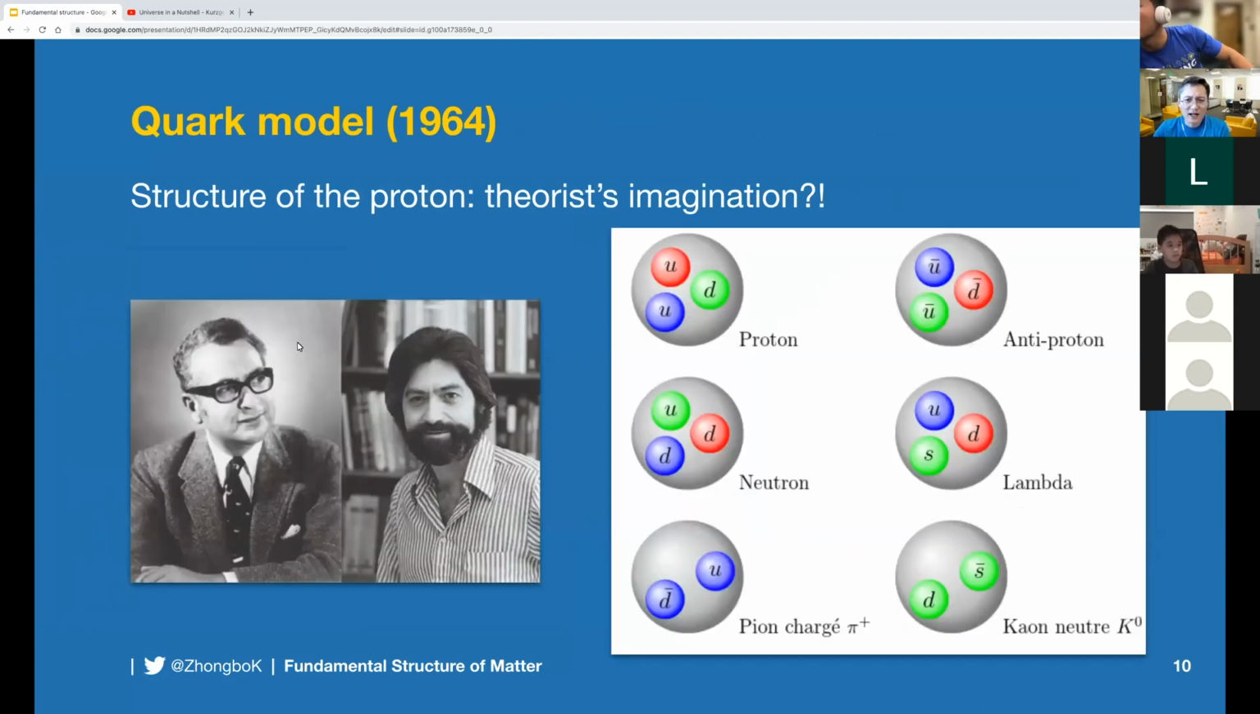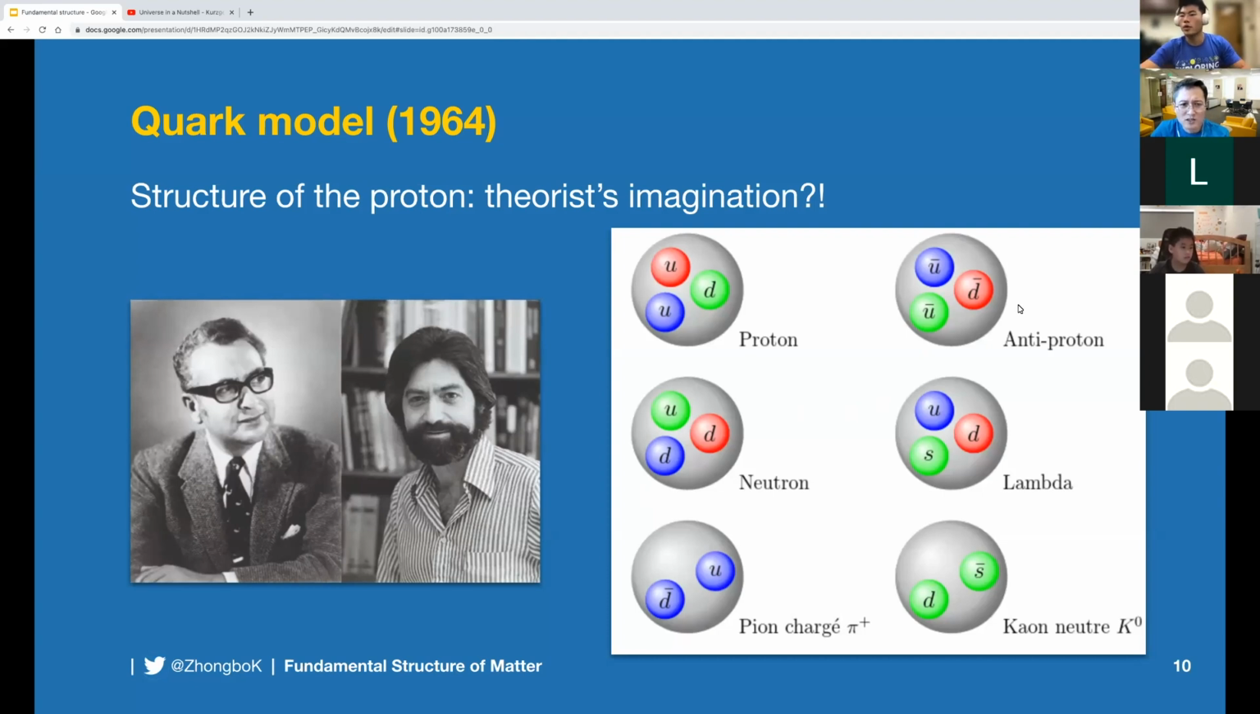Once you know it has size, the theorists are going to be very busy coming up with a new theory to figure out what's inside these protons and neutrons, and also other particles. Back at that time, Gell-Mann was a young physicist from Caltech, and Zweig was another young scientist from Los Alamos National Laboratory.